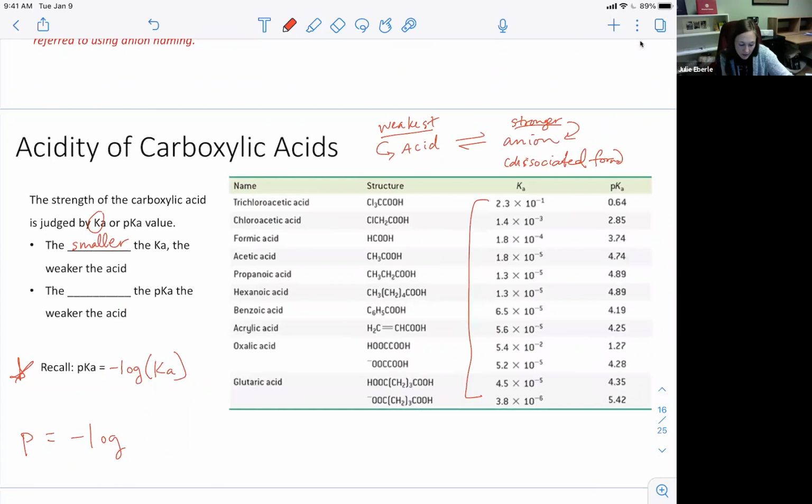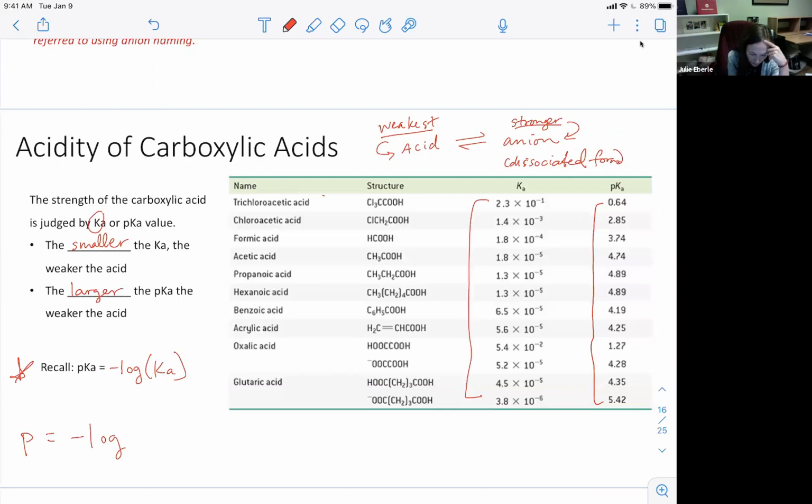Now, what's really nice about the pKa versus the Ka, on these scales, you can see that we have nice decimal numbers or whole numbers, and we don't have these crazy exponents. So how does pKa and Ka relate? Well, the smaller the Ka, we said the weaker the acid, and it's opposite for pK. The larger the pKa, the weaker the acid. So let's look at this table, and we'll prove this to ourselves.